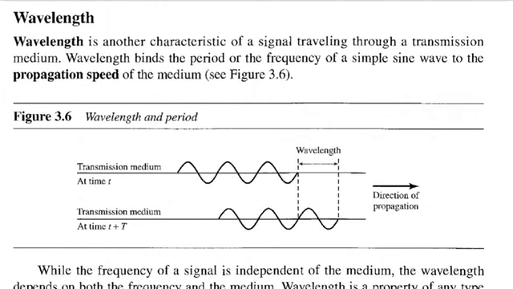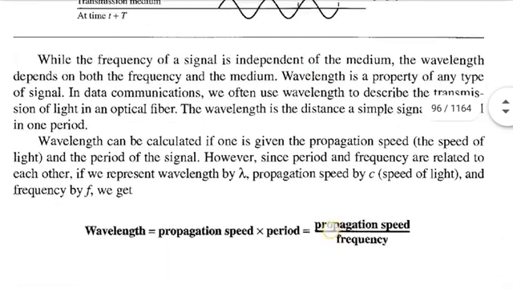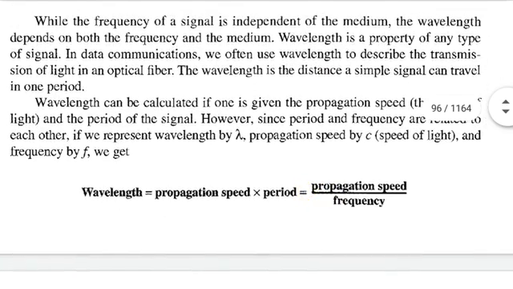Wavelength. Wavelength is another characteristic of a signal traveling through a transmission medium. Wavelength binds the period or the frequency of a simple sine wave to the propagation speed of the medium. Wavelength and period. While the frequency of a signal is independent of the medium, the wavelength depends on both frequency and medium. Wavelength is a property of any type of signal.